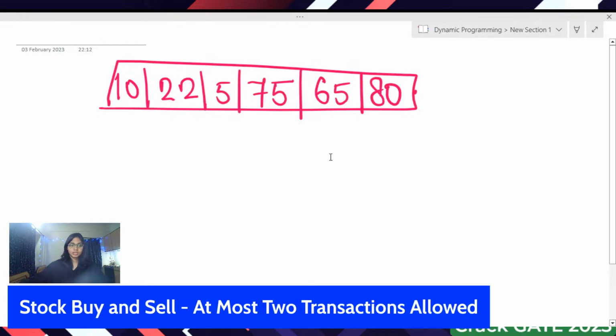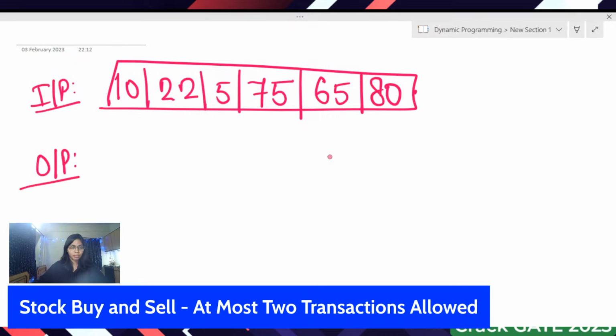So this is the input, 10, 22, 5, 75, 65 and 80, and in the output you need to return the maximum value that you can get. If we need to make the 2 transactions, then we are buying and selling at most twice.